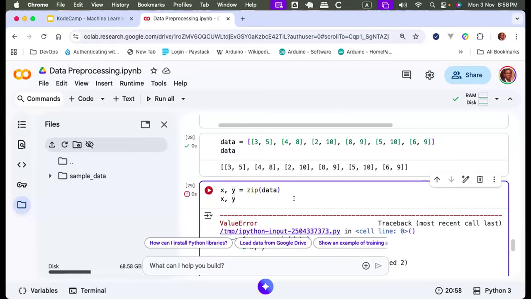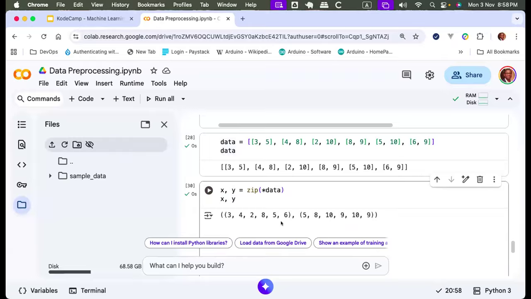Okay. I have to spread it out. Sorry, zip. Okay, this is an array, so singles, right? So X is now 3, 4, 2, 8, 5, 6. Those are the X values. And then the Y values are 5, 8, 10, 9, 10, 9.